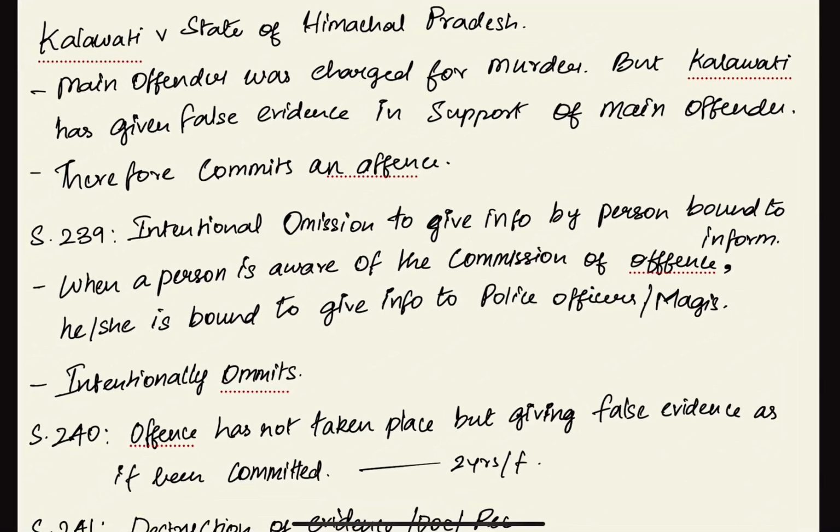And the next case law is Kalavati versus State of Himachal Pradesh. So under this section, the main offender has committed murder and has been charged for the same. But Kalavati, who is not the main offender, gives false evidence in support of the person who has committed murder, the main offender. She also commits an offense here because she is making false evidence and statements in support of the main offender. So she'll be treated independently and she'll be liable for the same.